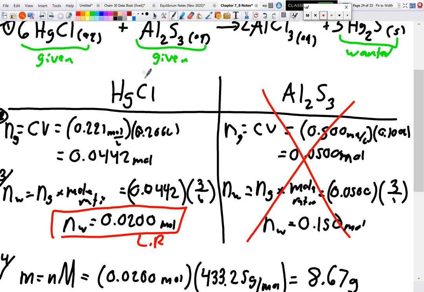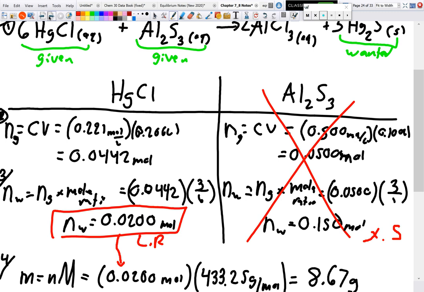So we find out that mercury 1 chloride is our limiting reagent. Aluminum sulfide is our excess, so we scratch that out because we don't use that. We only use our limiting reagent's number of moles for our final, where mass is just equal to number of moles times molar mass. And we get 8.67. So that is number 3.